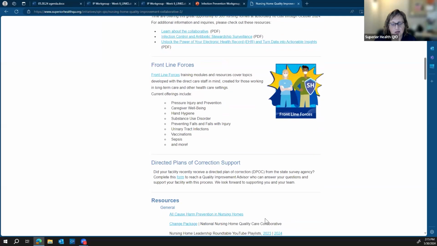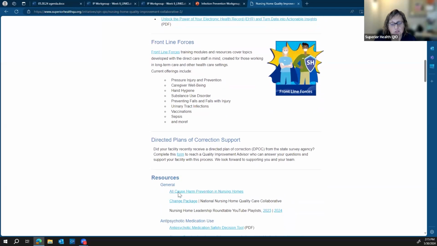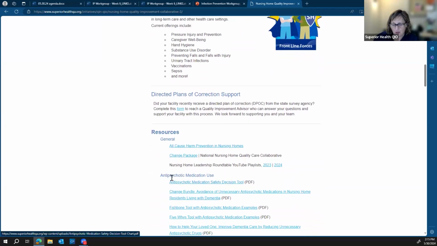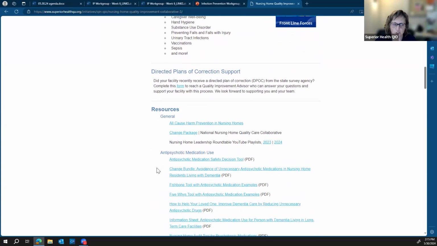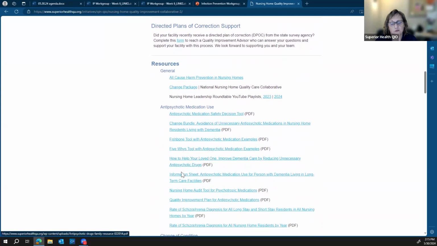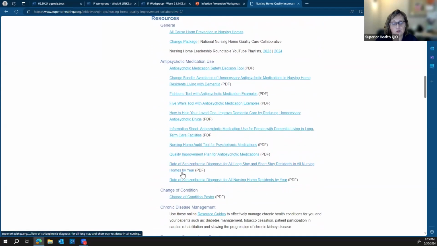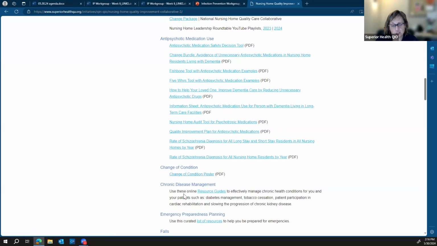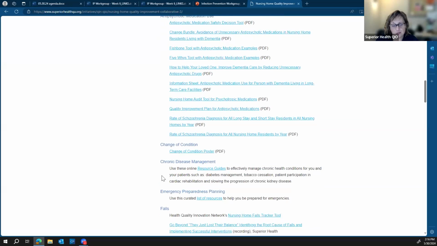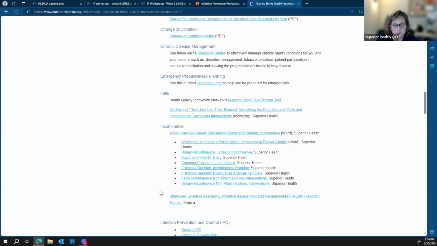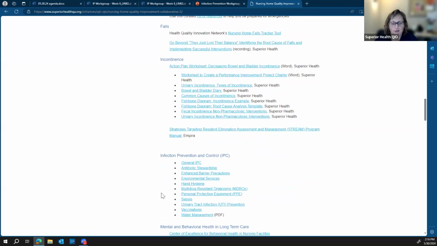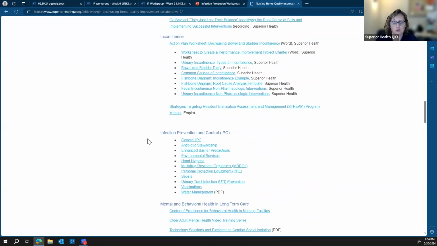There's that DPOC again. And then here's the resources and all of the different information that we have. Again, we do more than just infection control as an organization. We do a lot of work on behavior management and antipsychotic medication use, which, as you know, is a hot topic with CMS. And there's information on that, including different action plans and research. Change of condition, there's a change of condition poster, chronic disease management, falls, incontinence, pressure ulcers, you name it. We do a lot of the work on it. And then mental health and behavioral health and long-term care.